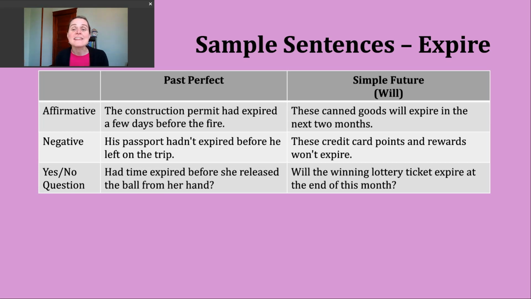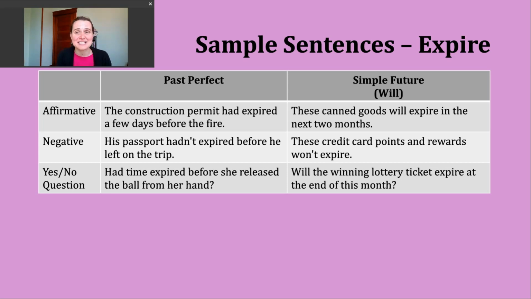Here's an example. These canned goods will expire in the next 2 months. You might see this on food. So many times these are dates where maybe it's no longer safe for food, or maybe medicine in some cases, to be consumed, to be put in our body.